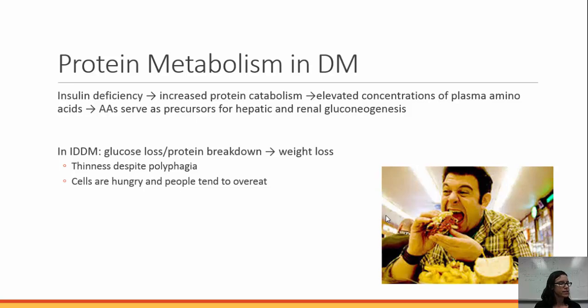Same thing with protein metabolism, I'm just going to go very briefly into it. If we don't have enough insulin, again, our cells are needing energy, they're starving. So our body works to break down proteins so that our liver and kidneys can utilize the amino acid components for gluconeogenesis so that it can help feed our cells. So in insulin-dependent, again type 1, glucose loss and protein breakdown leads to weight loss. They may be of normal body weight, but especially right upon diagnosis when they haven't been controlling it, these patients may have too much weight loss despite the fact that they're eating a lot.